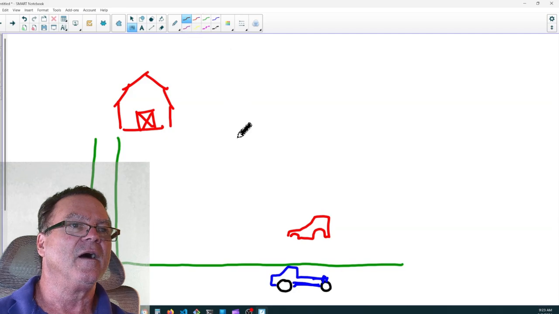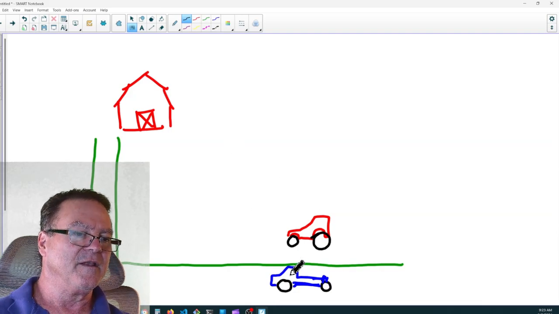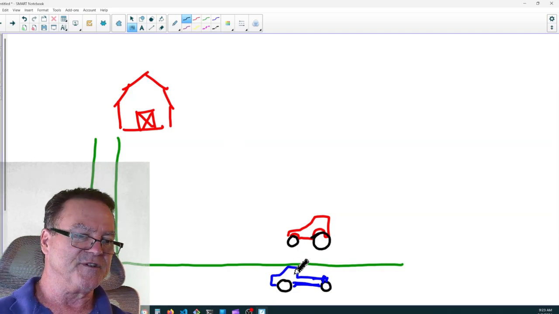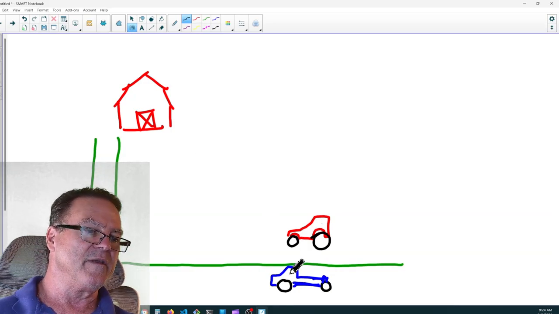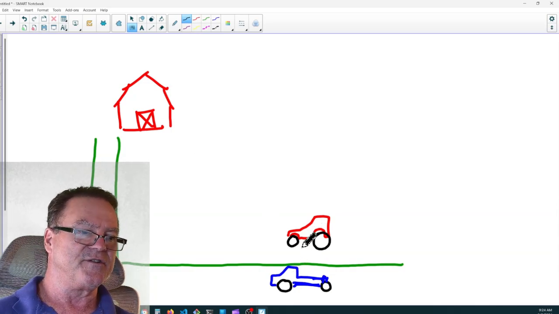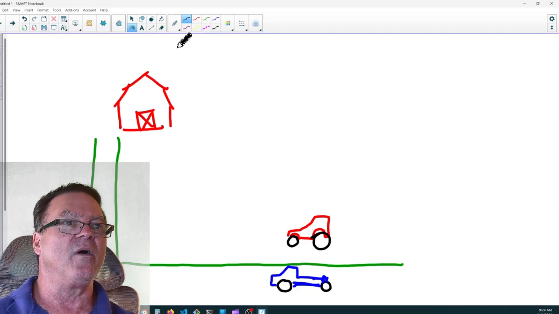And I don't know their names, but there they are. We'll say Bob and Jim. So Bob says to his brother Jim, "I'll race you to the barn," knowing that the truck is faster than the tractor. So he goes down to the stop sign, he turns, and he goes to the barn.